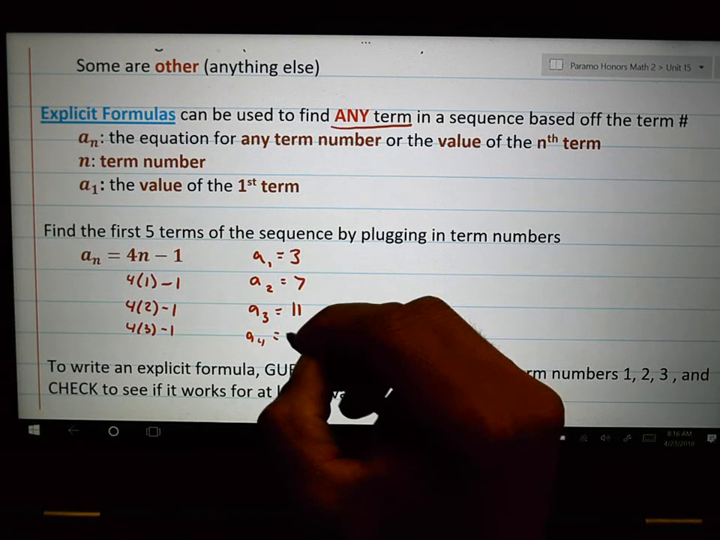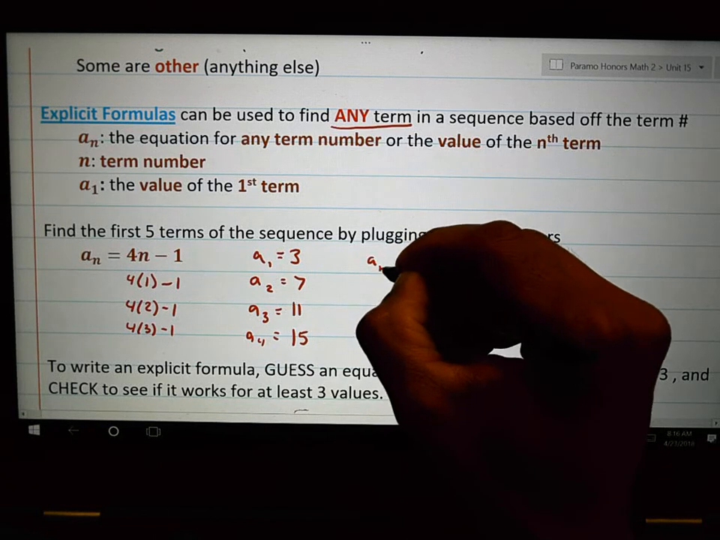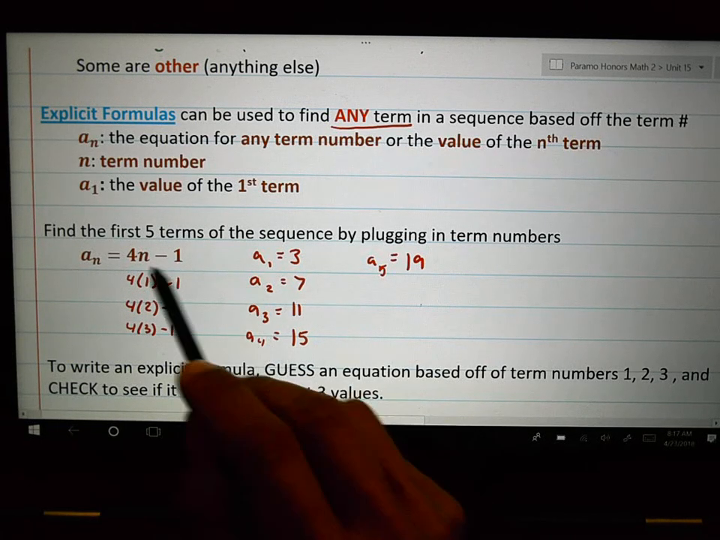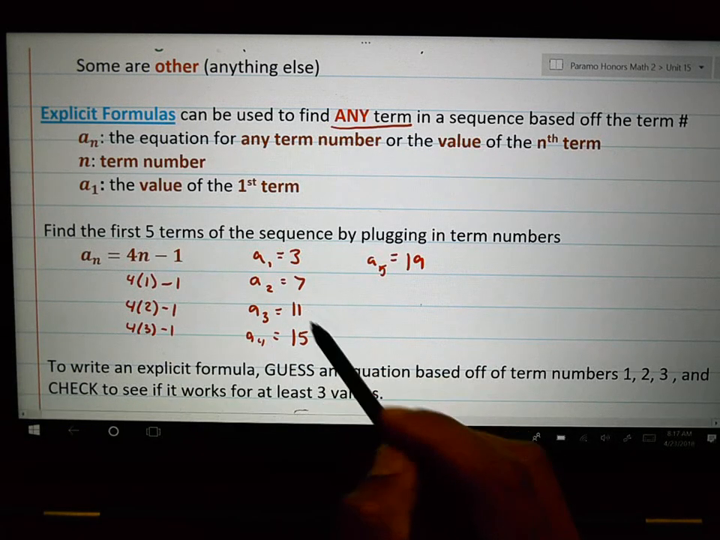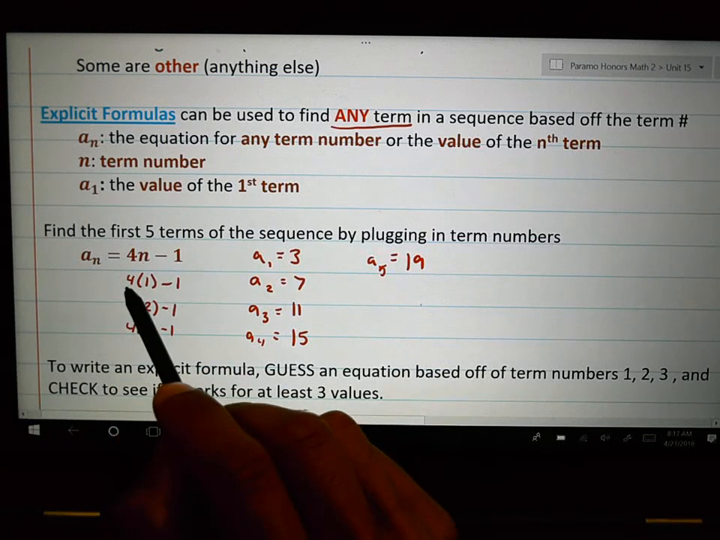What is it? 15, if that's what you were thinking. And lastly, the fifth term's value would be 19. Maybe you'll notice the pattern, but there is a pattern that you are adding 4 every single time, which is why this equation has a 4 times.